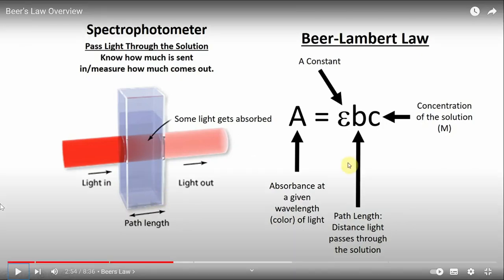Now, yes, the path length can change, but I'm almost guaranteeing you for anything you do in your undergraduate, you're going to be using a 1 centimeter cuvette. I think the chances of you having anything else is very, very rare.